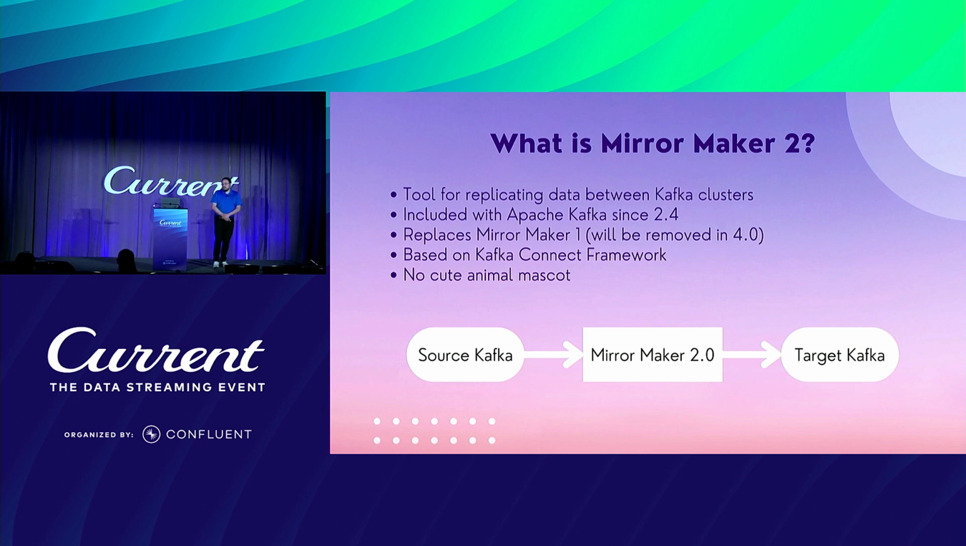It's been included in every Kafka release since 2.4. And the reason it's 2 is because MirrorMaker 1 is now deprecated and being removed in 4.0. So if you still haven't migrated, please do. It's based on the Kafka Connect framework, so it runs as a persistent service. And it has no cute animal mascot, like some of the other systems that we have presentations on here at Current. So I will just be representing it as a blank white box.